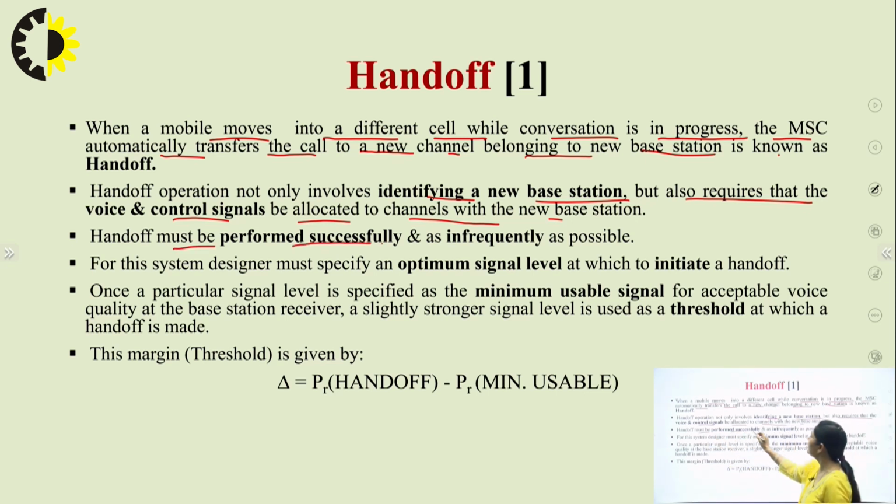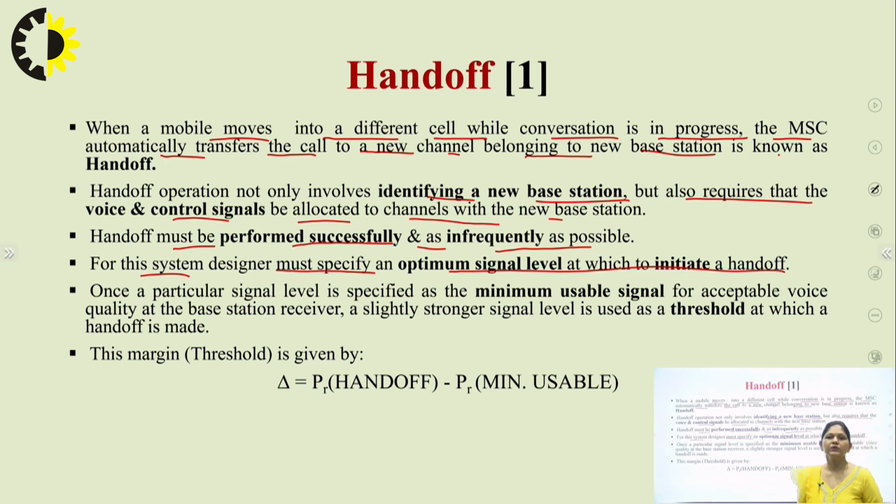Handoff must be performed successfully and as infrequently as possible. So handoff should be provided only when it is required. Whenever a mobile station moves from one cell to another and is no longer under the control of the base station of the earlier cell, only then should handoff be done. Otherwise, if there are multiple handoffs, it will increase the burden on the MSC, the Mobile Switching Center. For this, the system designer must specify an optimum signal level at which to initiate a handoff.